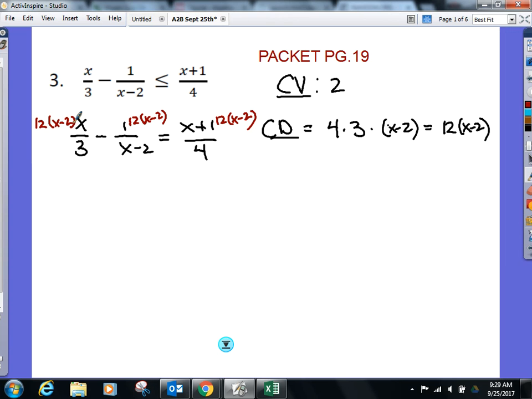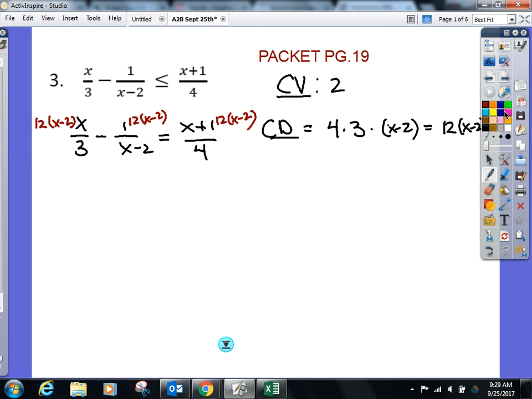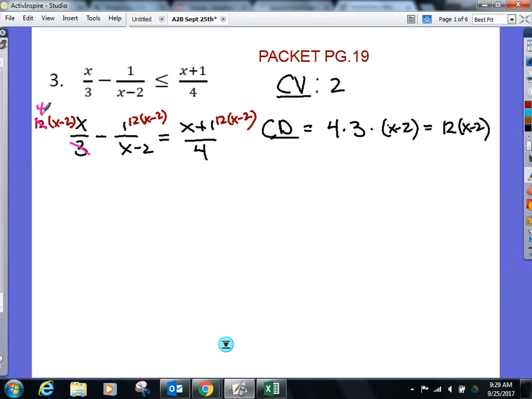Okay, let's try that again. X minus 2. All right, here we go. Let's go quickly here. Again, this is all from last week. So ready? The 3 and the 12 go. I'm left with 4. The x minus 2's go, left with nothing. The 4 and the 12 go, and I'm left with 3.